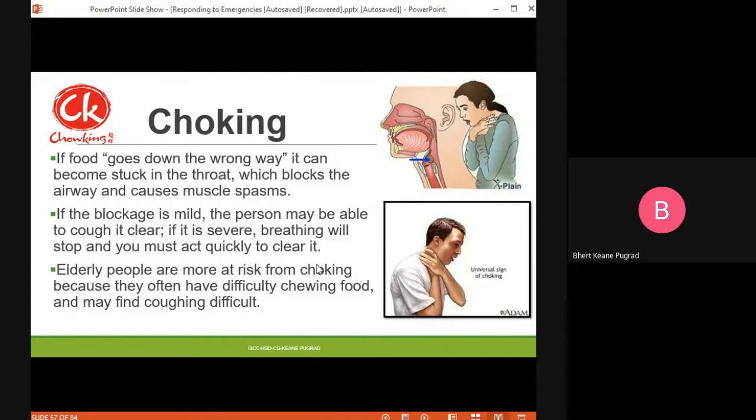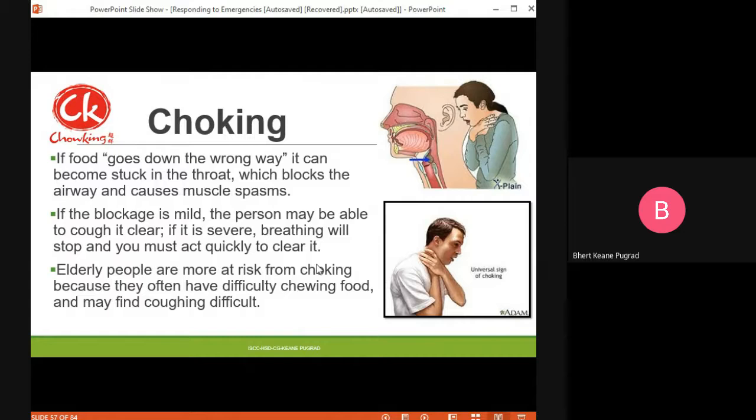Take note, your elderly patients are very vulnerable. Okay, your elderly as well as yung mga bata, no, are very vulnerable to choking. That's why we need to ask them to chew their food slowly and soft foods yung kinakain nila.